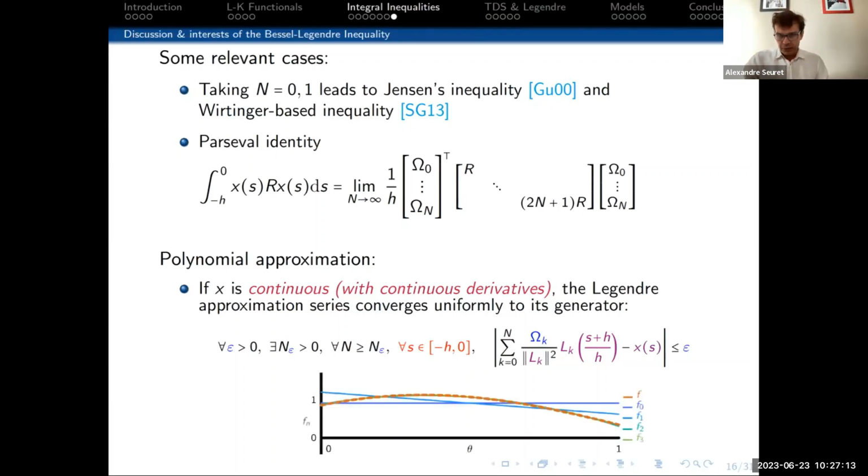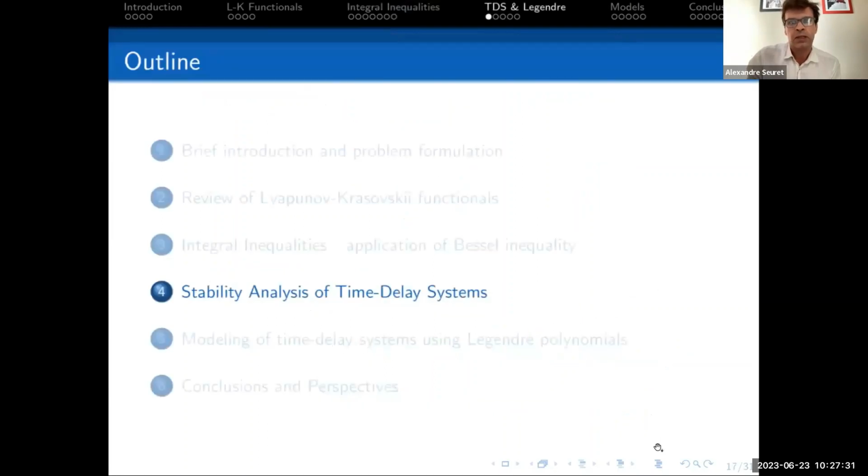So this is just an example to show how it works. You have a function f that has to be approximated, and you can see here that with the first approximation, you have something that is converging very fast to the desired function. So let's see now how this framework can be applied to time delay systems.